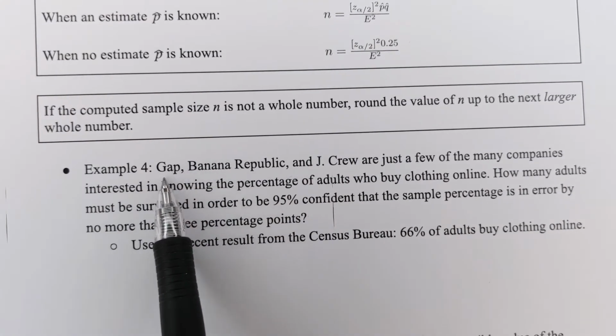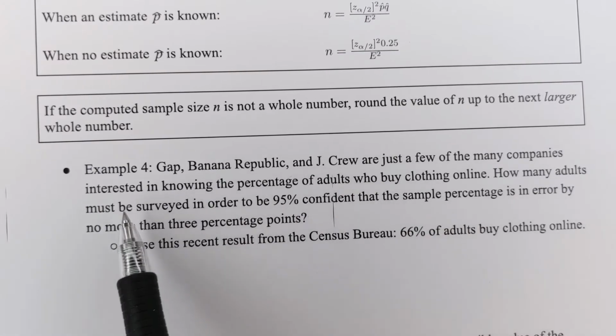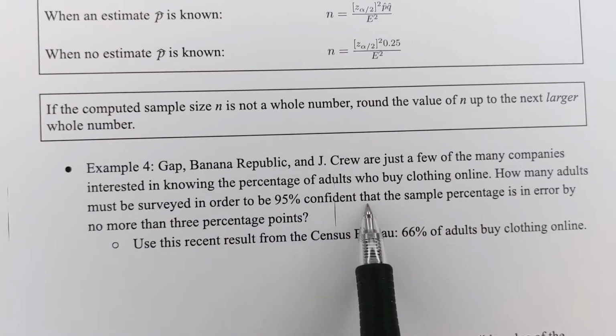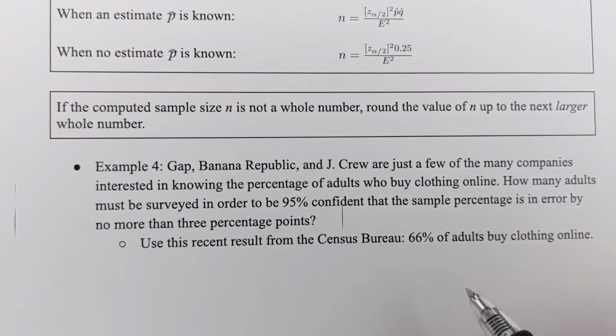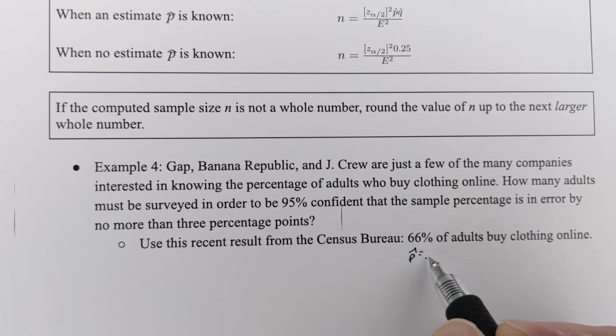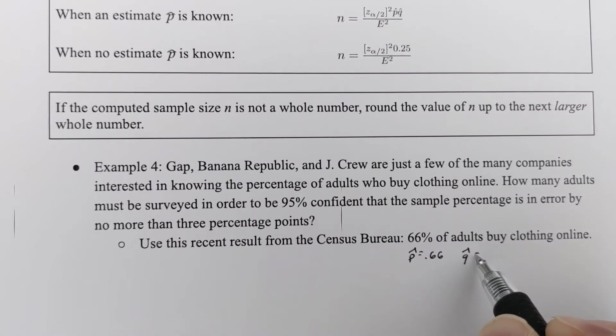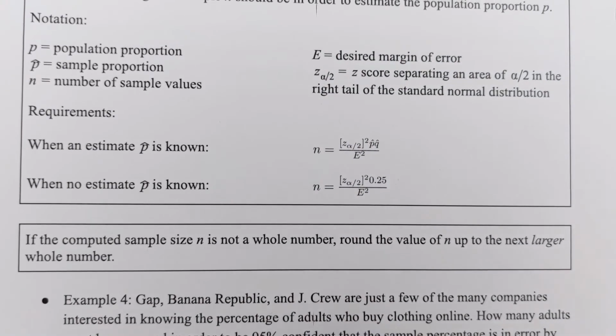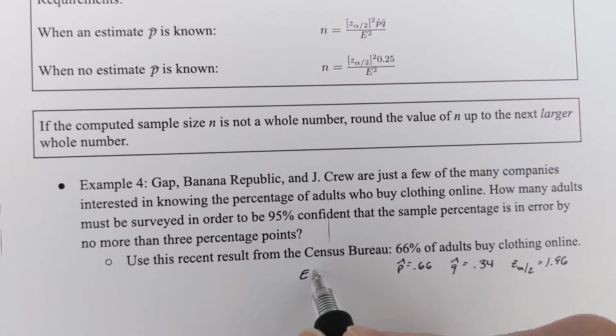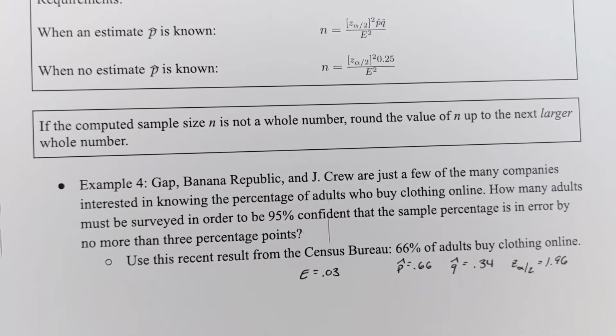All right, so example 4, Gap, Banana Republic, J. Crew. How many adults must be surveyed in order to be 95% confident that the sample percentage is in error by no more than 3 percentage points? So this value here is our p hat, 0.66, which means q hat for this problem is 0.34. We're solving for n. Our z alpha over 2 value is 1.96 again, which is the same confidence as before. And we fill in 3 percentage points, so that's 0.03 for the error. You have to convert your 3% into a decimal.